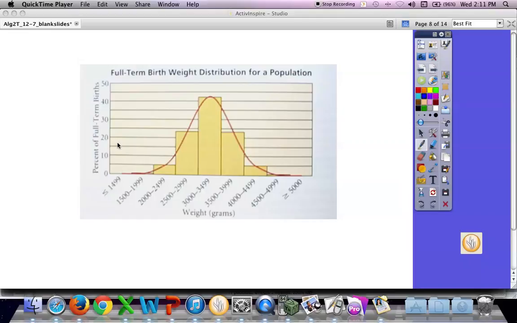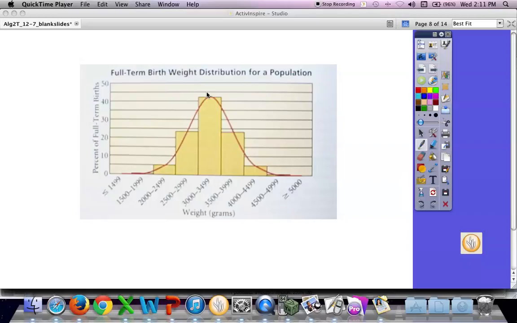So you could look at the bars in behind, right? This is supposed to be telling us the percent of babies that are born to full term, right? They get all the way to the end of the 9 months based on their weights, and the weights are in grams. So this bar right here is for babies that were between 3,000 and 3,500 grams. That's the one that had the most.